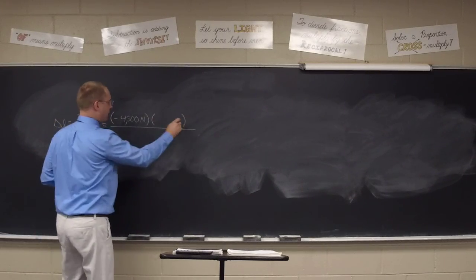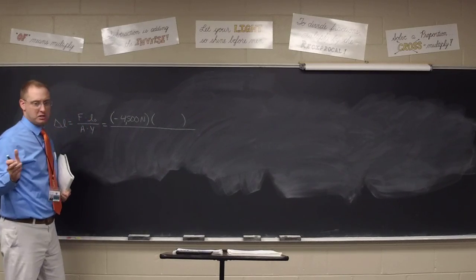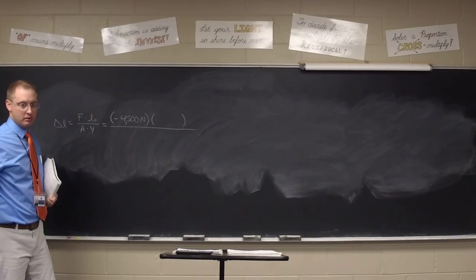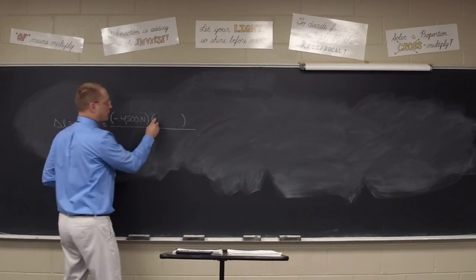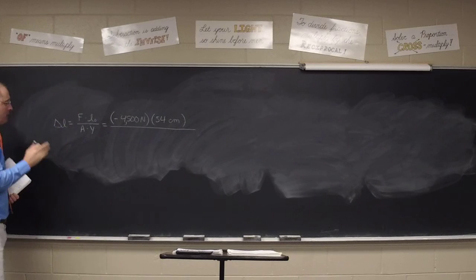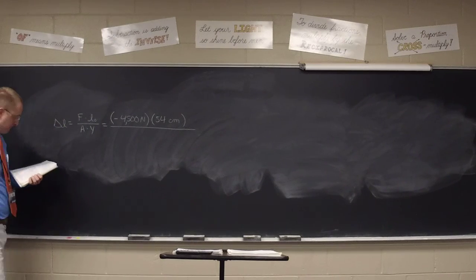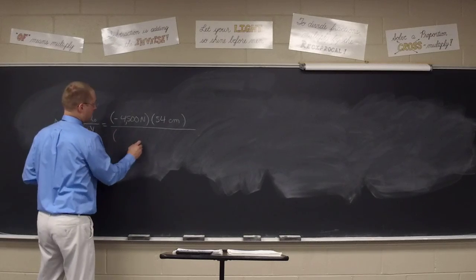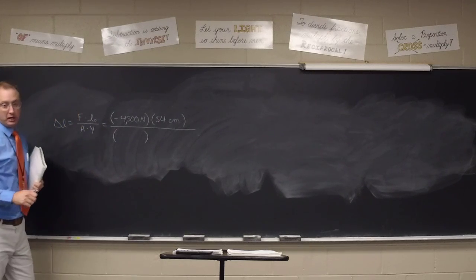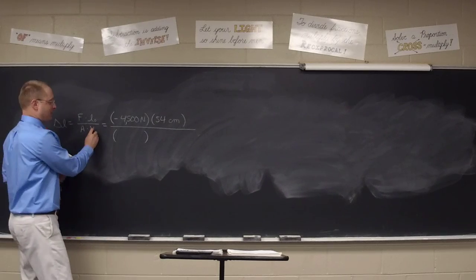Original length of each of the bars, it says, is? 54 centimeters. Do I have to change that to meters? I don't have to, not for the original length. Can I? Sure, I don't have to. Cross-sectional area, it tells us 3.6 centimeters squared. Do I have to change that to meters squared? Yes, area does because of the pascals and Young's modulus.